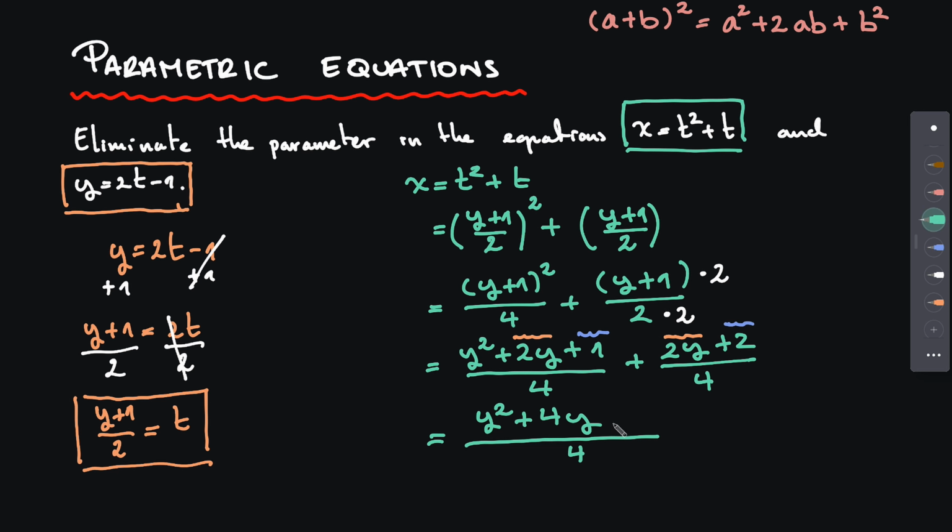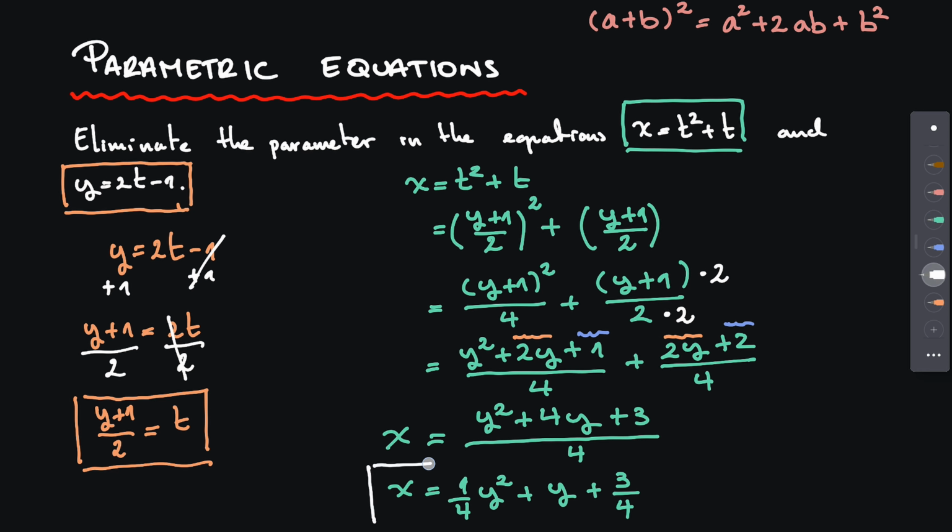And 1 plus 2 is 3, so plus 3, right? So we know that x is equal to this. It's not really common that we leave our answer like this. We usually write it as a fraction. So x is going to be equal to 1 over 4 y squared plus 4 over 4, it's 1, so 1y, so y, plus 3 over 4, that's 3/4, right?